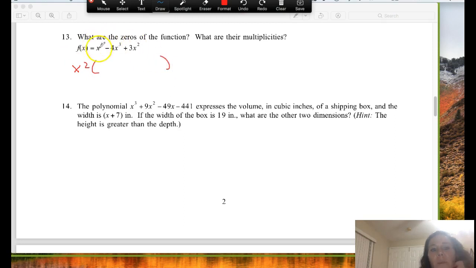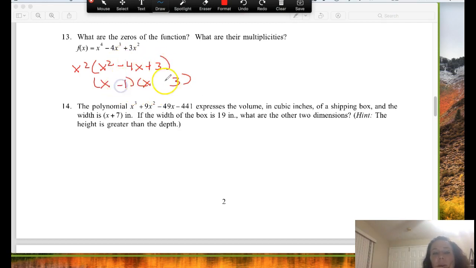Pull it out. That leaves you with an x squared, and here, if I pull out an x squared, it leaves you with negative 4x. If I pull out x squared here, it leaves you with plus 3. Now I can just factor this binomial. Easy peasy. This is an x and an x. And the factors of 3, like I said, are just 3 and 1. Not many choices. This is negative, and that's positive.